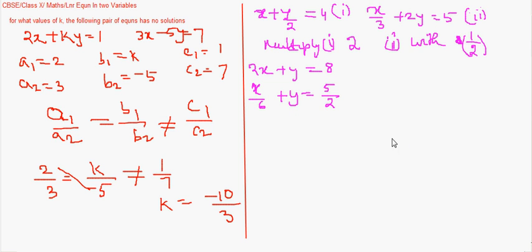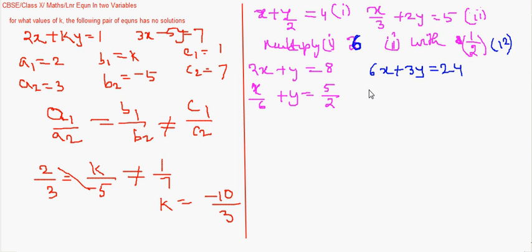Or I could have multiplied directly by a 6. That also you can do, you know. If this is giving a fraction, I tell you, if you multiply this by 6, you get 6x plus 3y equals 24. And on the other hand, if you multiply the second equation with 12, what do I get?